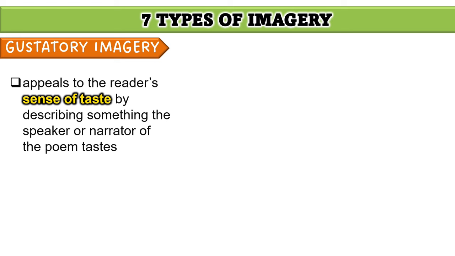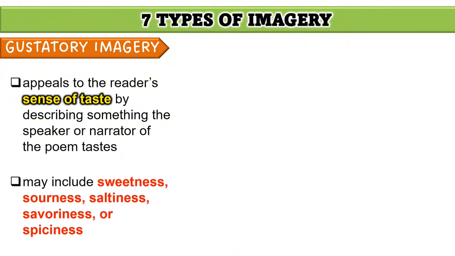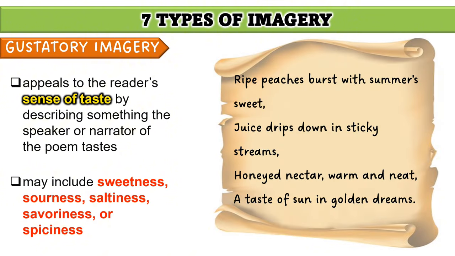Another type of imagery is gustatory imagery. In this form of poetic imagery, the poet appeals to the reader's sense of taste by describing something the speaker or narrator of the poem tastes. It may include sweetness, sourness, saltiness, savouriness, or spiciness. This is especially effective when the poet describes a taste that the reader has experienced before and can recall from sense memory. Here is an example stanza of a poem.